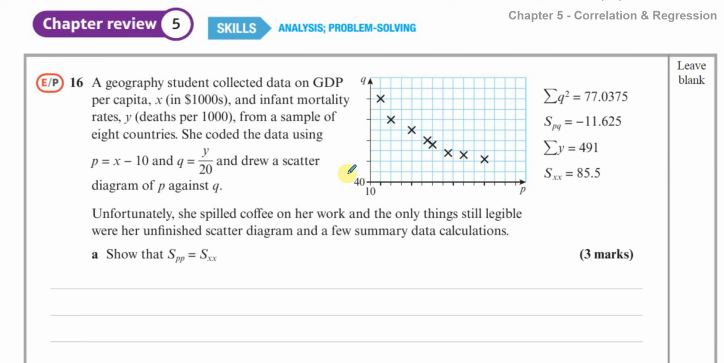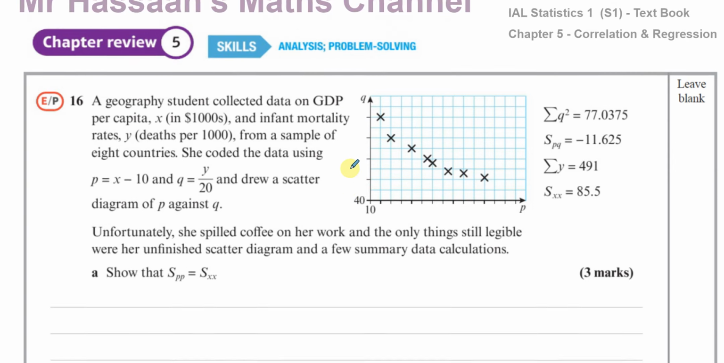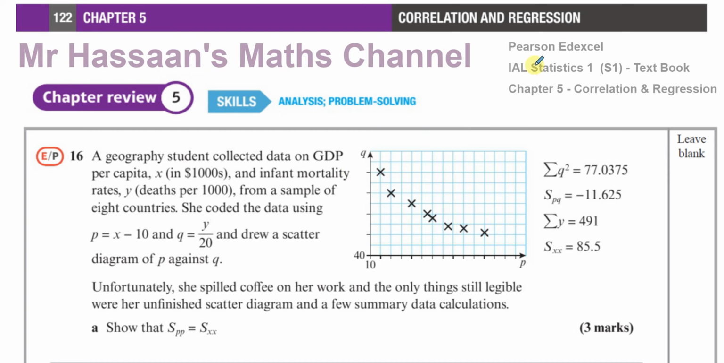This is actually from the Pearson's Edexcel International A-Level S1 textbook from chapter 5. It's the chapter 5 review exercise, question number 16. Chapter 5 is about correlation and regression. This is on page 122 of the book. Okay, so that's where this question is from.